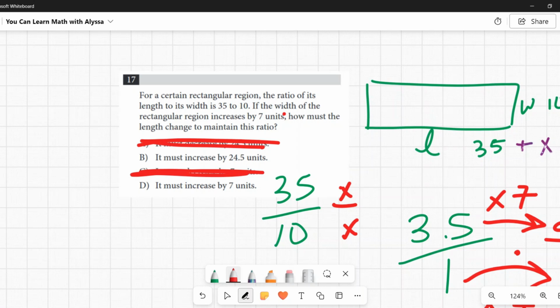So even without doing the math and without figuring out precisely that it is 24.5, just the fact that our only options are 7 and 24.5, if you have that knowledge of how ratios work, you'd know it would have to be more than 7. It's going to be B. That's sort of like the logic way of doing it.